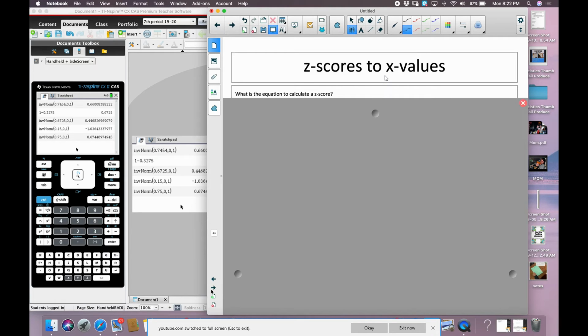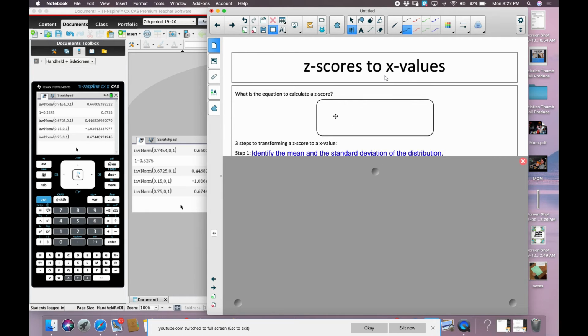Okay, what is the equation to calculate a z-score? We've done it in the past, so we're going to revisit it. Z equals the value you want to standardize minus the mean divided by the standard deviation. So we are going to now transform z-scores to an x value. So we're going to have the z-score, we'll have the mean, we'll have the standard deviation. We're going to have to solve for x.